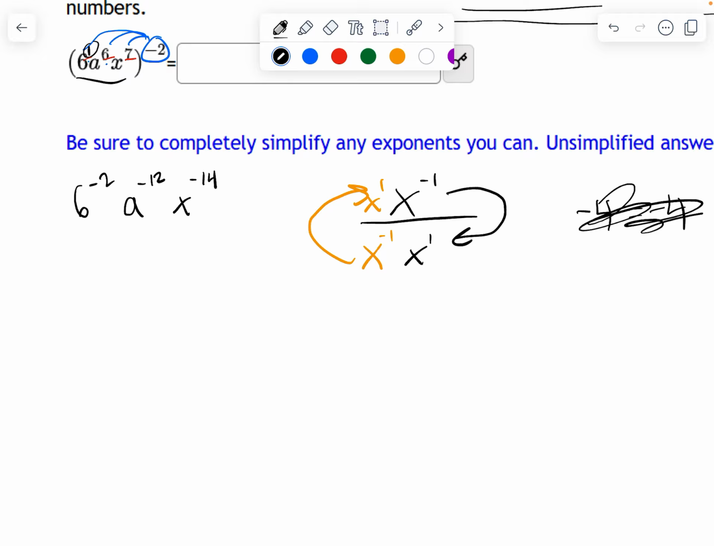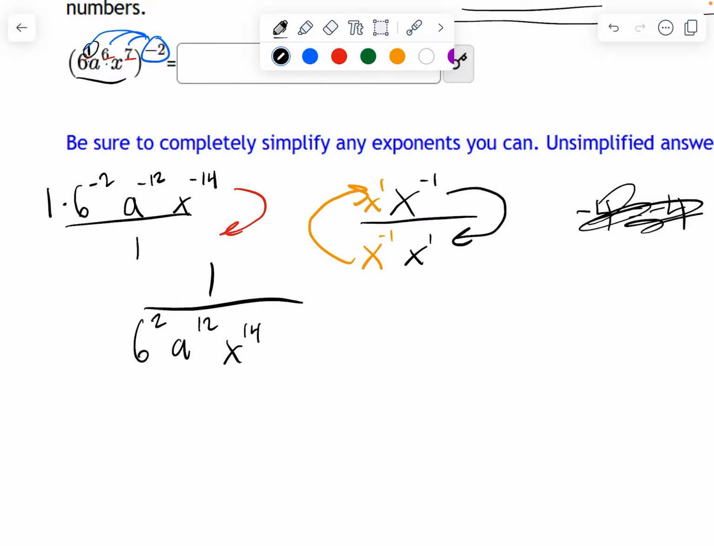So here, all of these are in the numerator, right? There is no fraction currently, so we could say it's over 1, right? But because all of these are negative, they're all moving down into the denominator of this fraction. So we get 6 to the second, a to the 12th, x to the 14th, but in the denominator. And because there's technically a multiply by 1, we can always put a 1 in the top. That's why there is a 1 in the top after everything is moved.